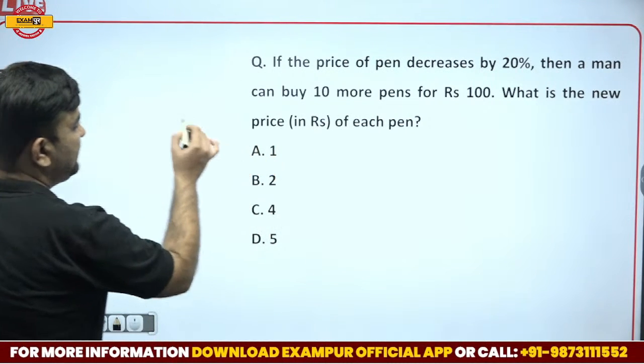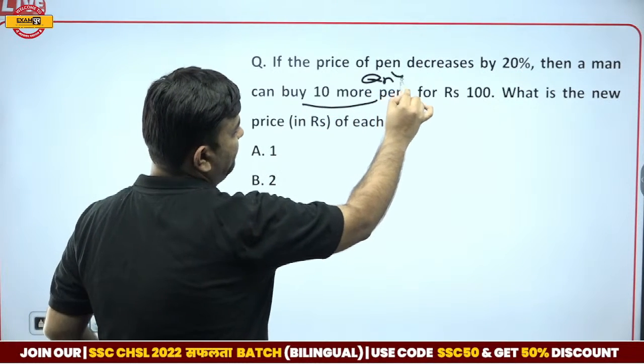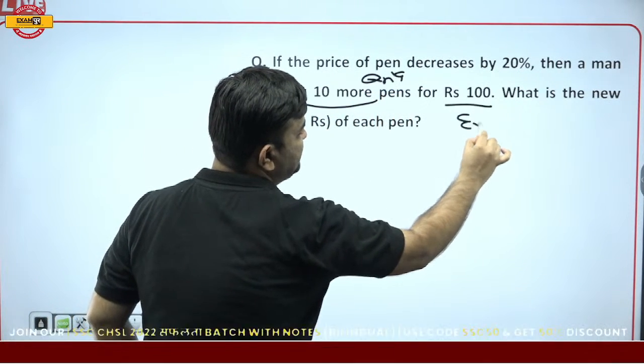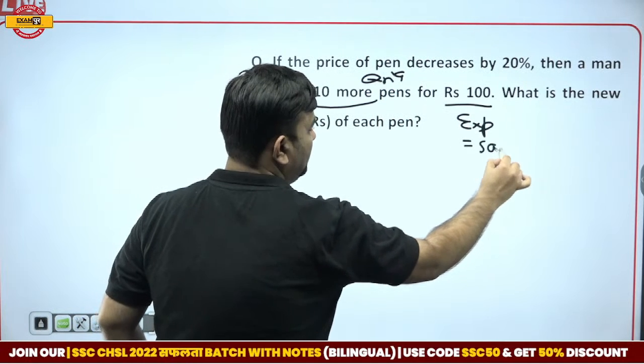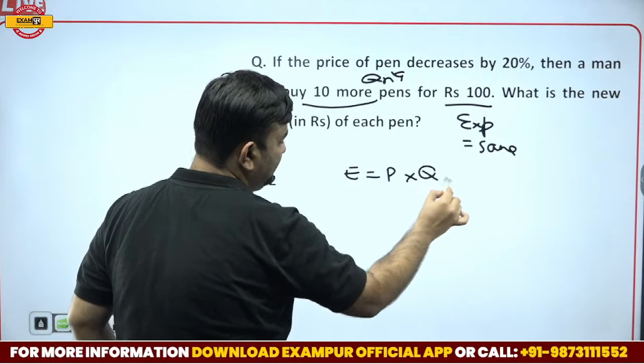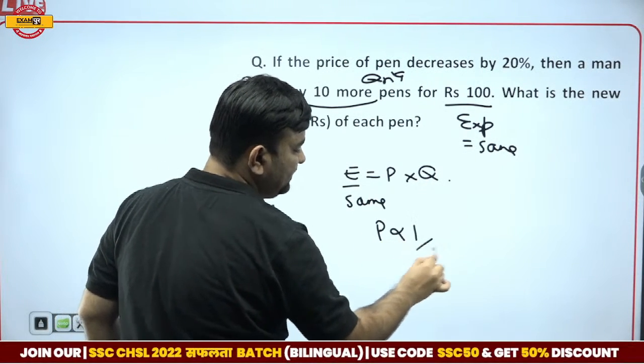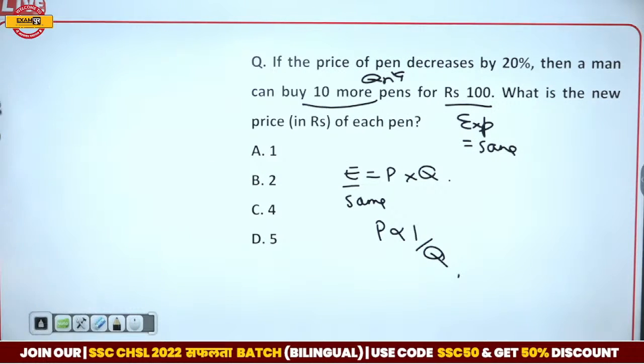Price of a pen decreases by 20%. 10 more pens, quantity is increasing. For rupees 100, expenditure is same. So it is the question of expenditure is equal to price into quantity. If expenditure is same, then price is inversely proportional to quantity.